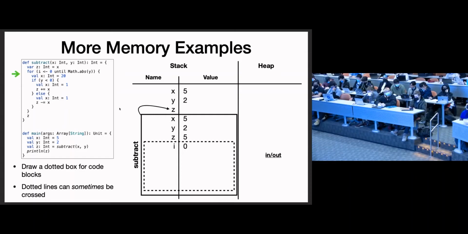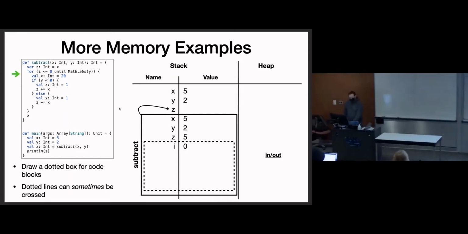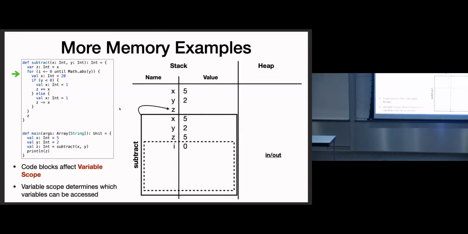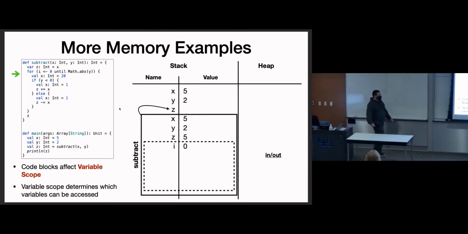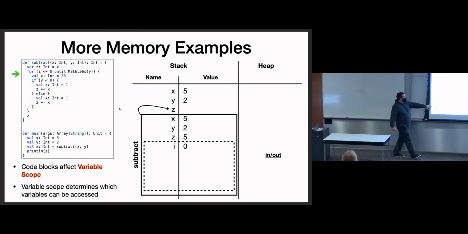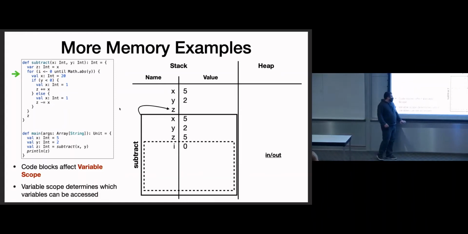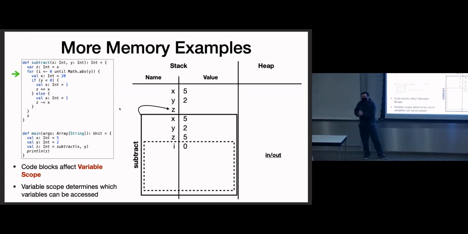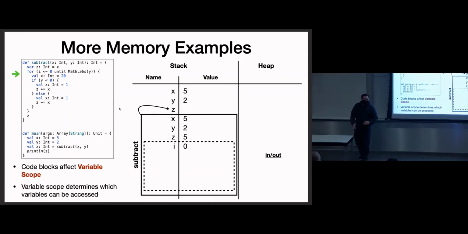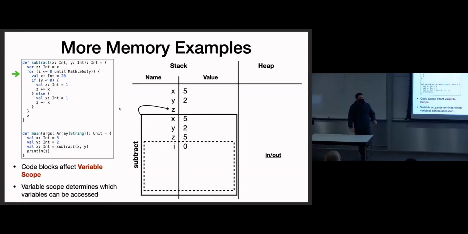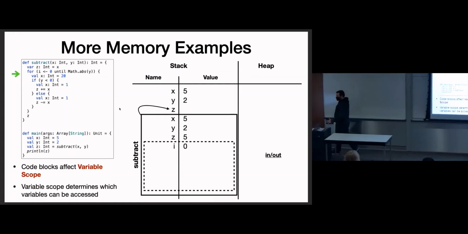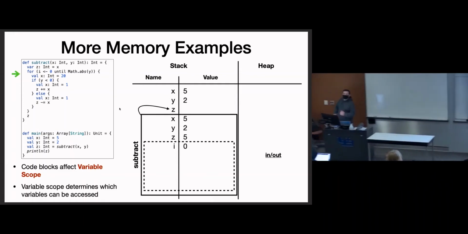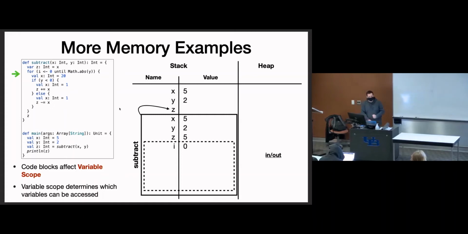So dotted lines can sometimes be crossed. That's why they're dotted. They're kind of semi-permeable. But they do affect variable scope, which determines when a variable can be accessed and when it cannot be accessed. So it will have some rules. Once we get some more variables on the stack, I'll explain all about those rules.